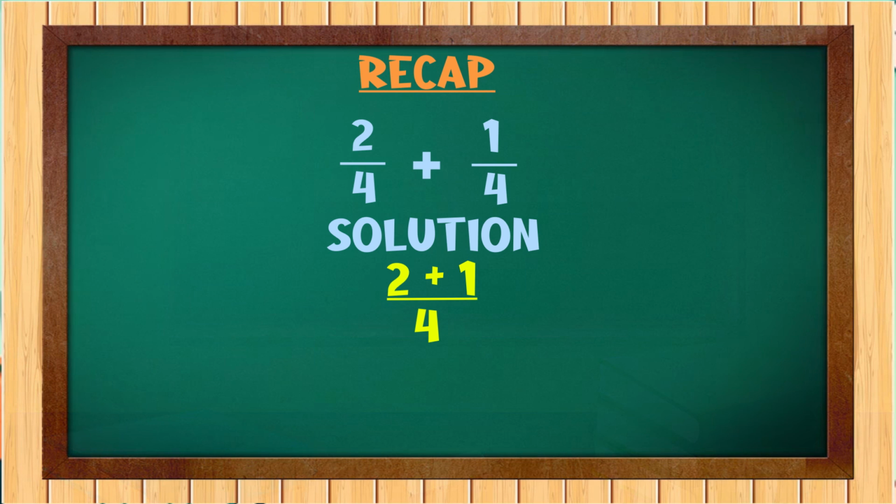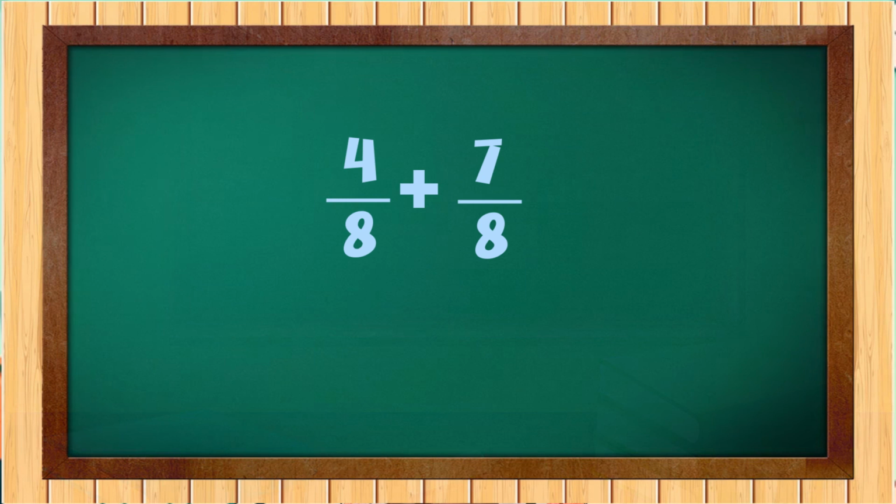Solution. We replace our common denominator, which is 4, and we add the numerators, which are 2 and 1 respectively. 2 plus 1 will give us a total of 3. So the answer you should have is 3/4. Do you have that, boys and girls? Great. Put a big tick there. Let's do another one. 4/8 plus 7/8. Do that quickly for me, boys and girls.